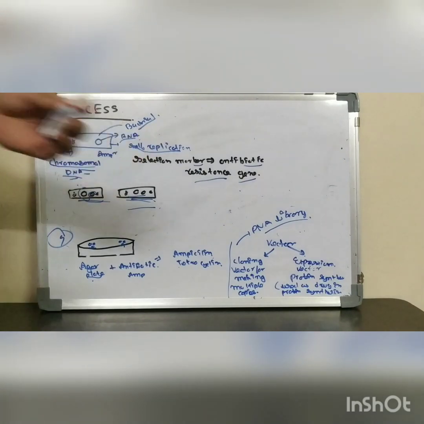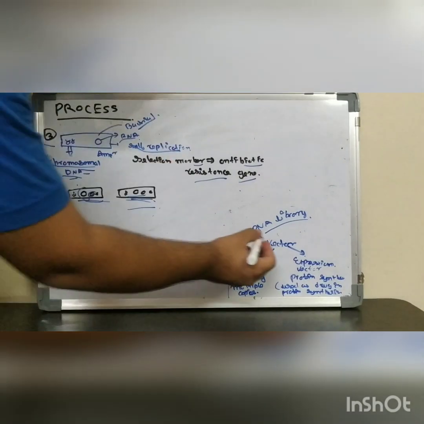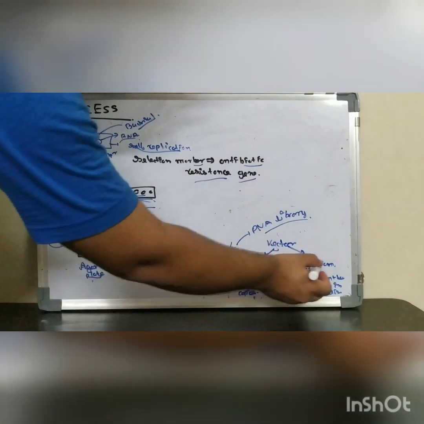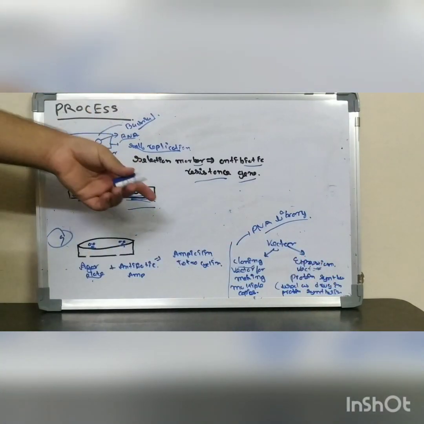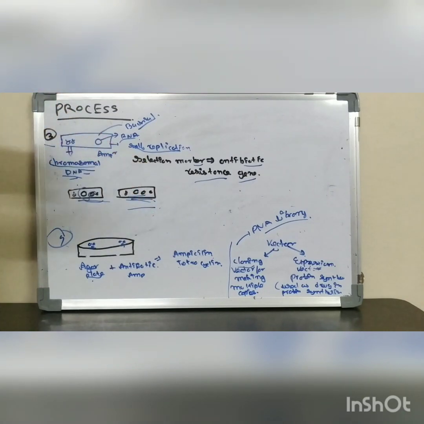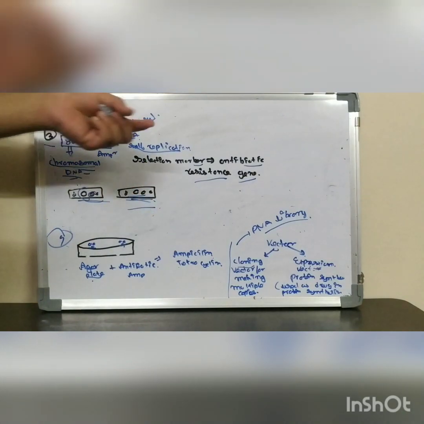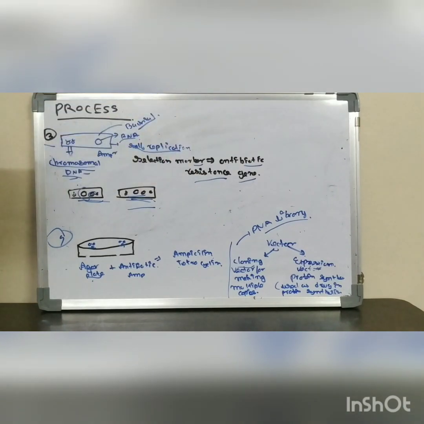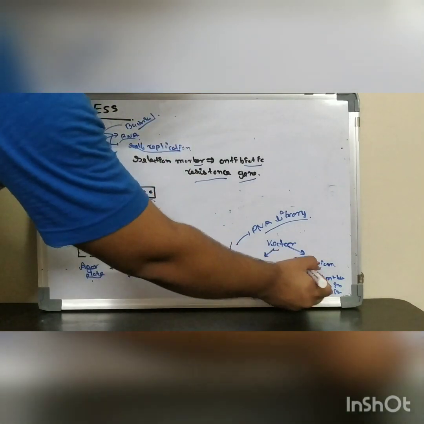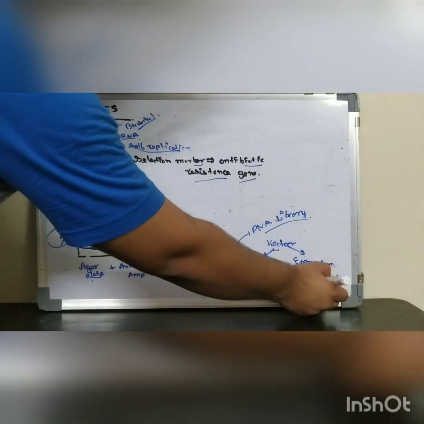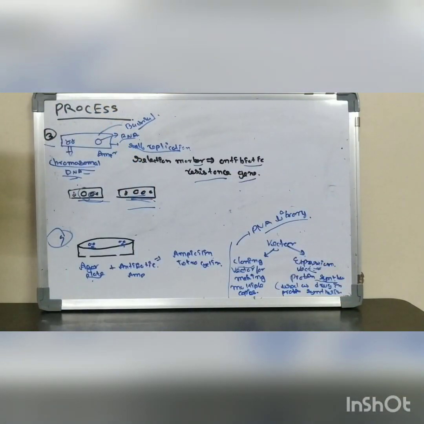So now let us talk about vectors. Vectors can be classified into two types, cloning vectors and expression vectors. Cloning vector, as you can see from the name, cloning means making multiple copies, which is used for DNA library construction. Expression vector is used for protein synthesis, like using it for drug treatment, etc.